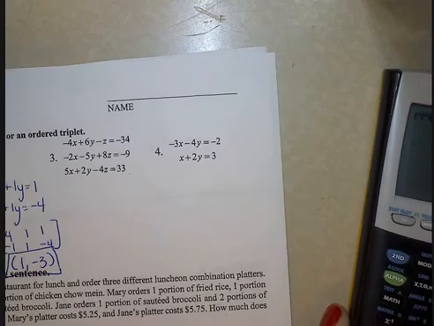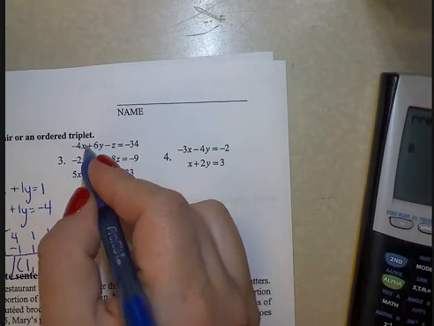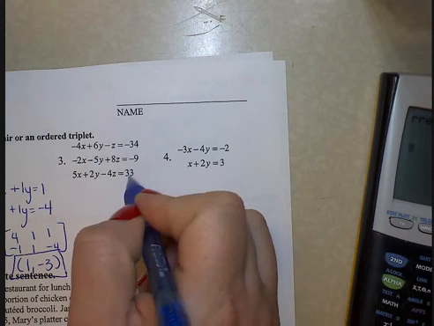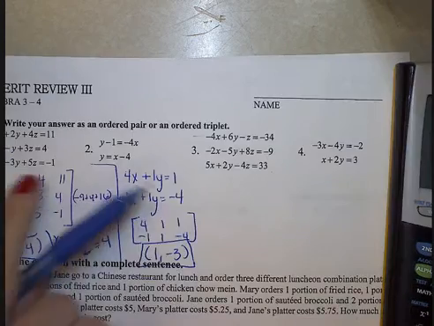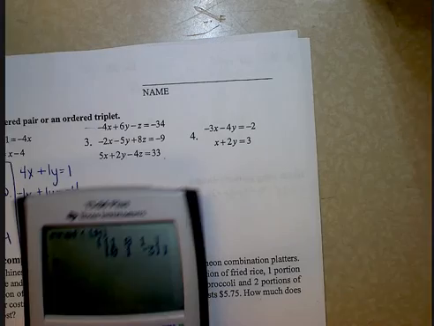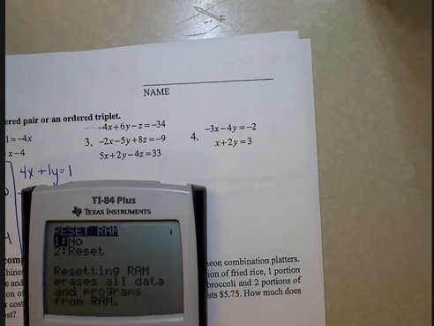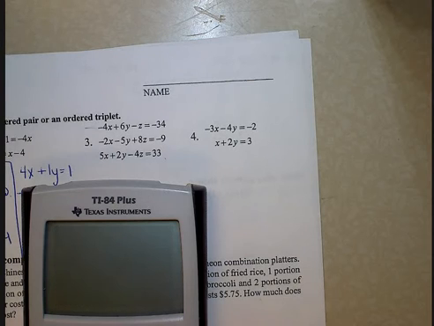Okay, number 3 is going to be like number 1. So I already have the x, y, z's. So you know what? There's 3 rows and 4 columns. I'm not going to take time to rewrite it like this. Second plus 7, 1, 2. Go second matrix.